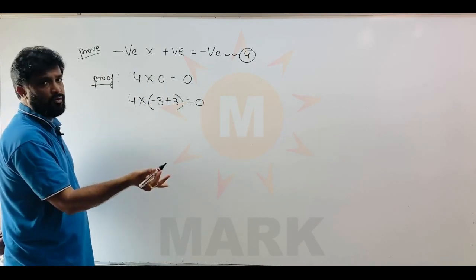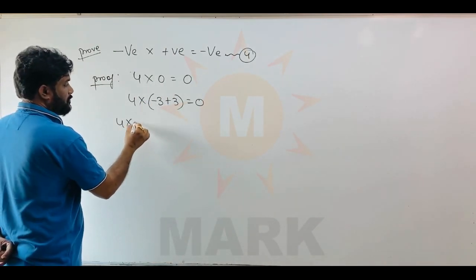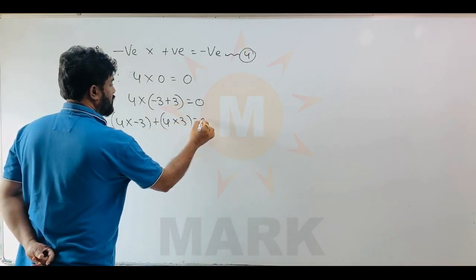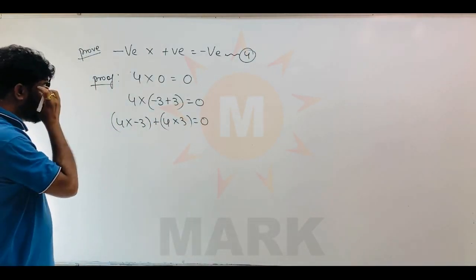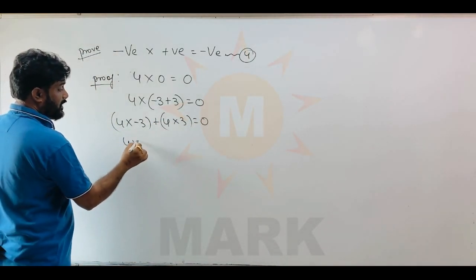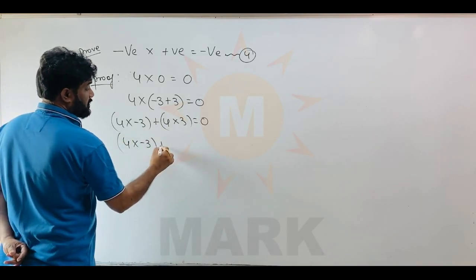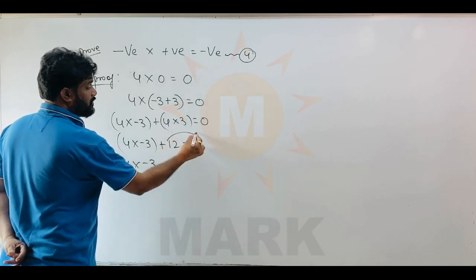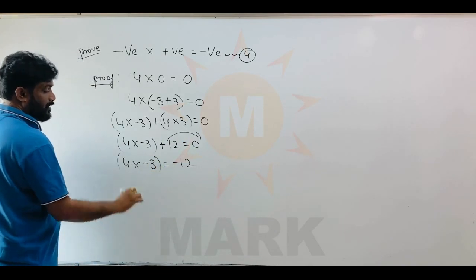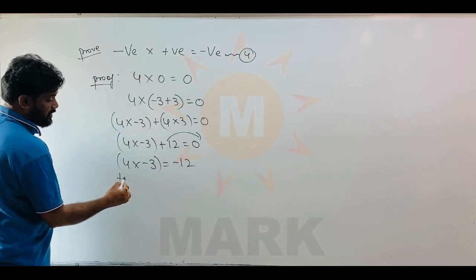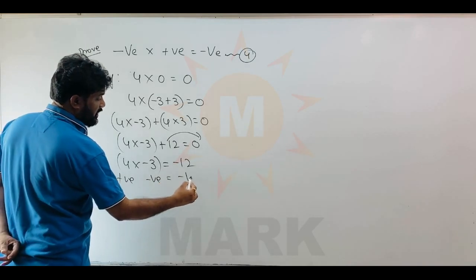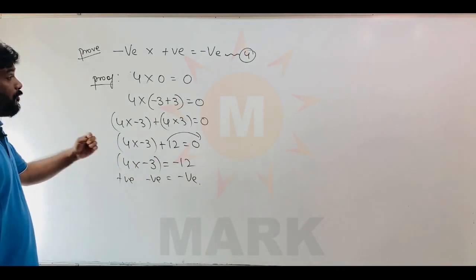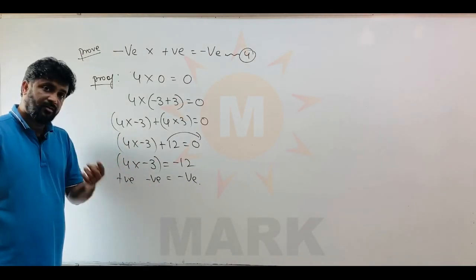So using the distributive law that we already discussed, 4 into minus 3 plus 4 into 3 is also equal to 0. Now my dear friends, clearly 4 into minus 3 plus 12 is equal to 0. Now 4 into minus 3 is equal to, 12 goes this side, minus 12. Right? Clearly we can see this is a positive number and this is a negative number, and again we get a negative number. So positive into negative is equal to negative number. This is the fourth prerequisite that we are going to prove.